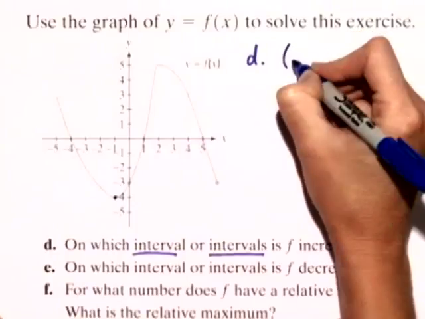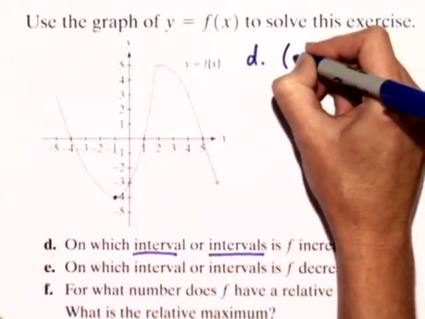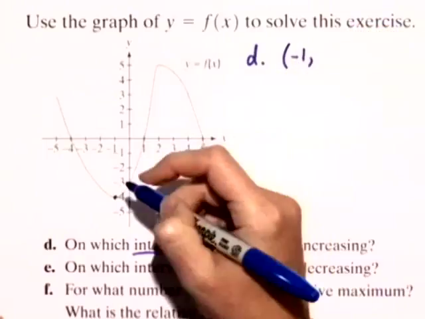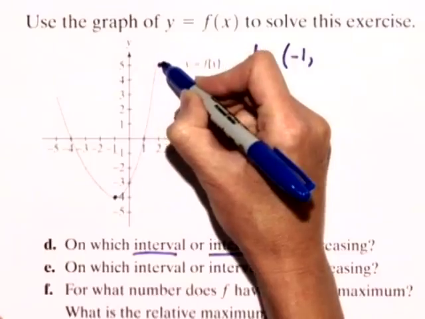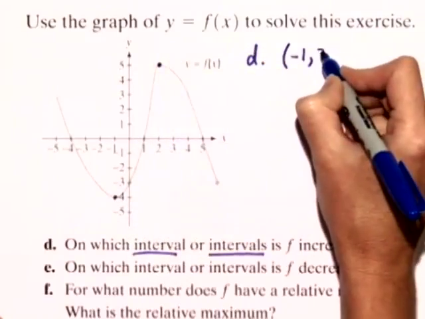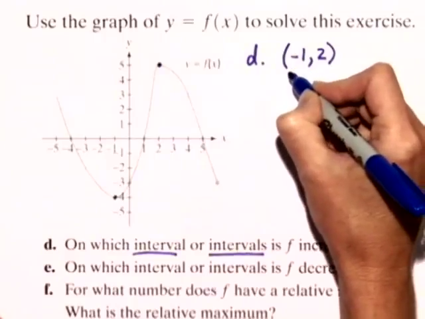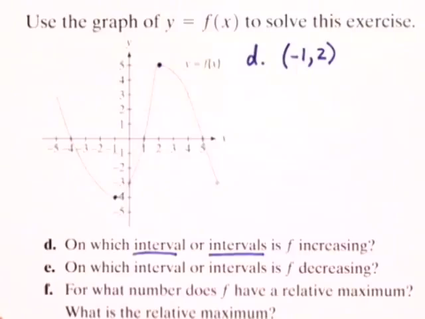So for increasing or decreasing intervals, we always use open intervals. So x is going from negative 1 all the way, looks like it stops increasing right about there, so that has an x value of 2. So on the interval from negative 1 to 2, that open interval, we can say that f is increasing.